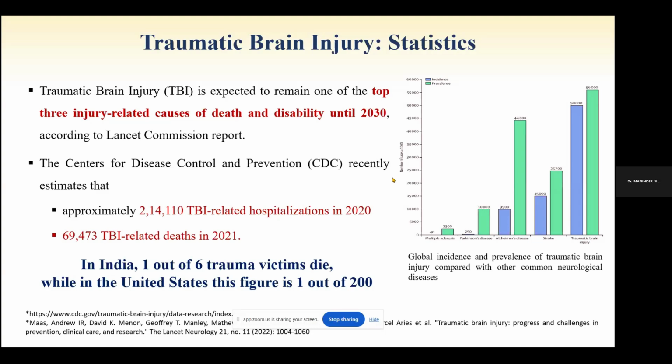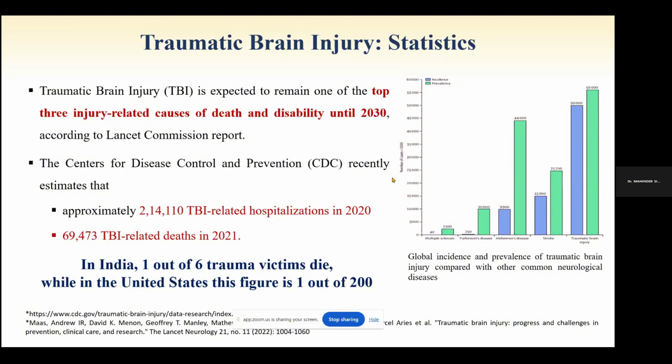2,14,110 TBI-related hospitalizations were recorded in 2020, and similarly the figure is 69,473 related deaths in 2021. And the shocking thing is that in the USA this figure turns out to be 1 out of 200, while in India, 1 out of 6 trauma victims are generally dying each day. So how important is this traumatic brain injury?